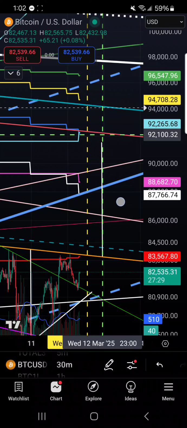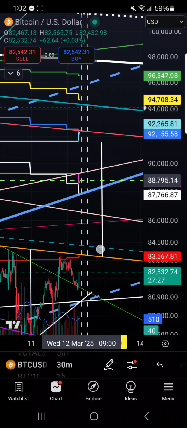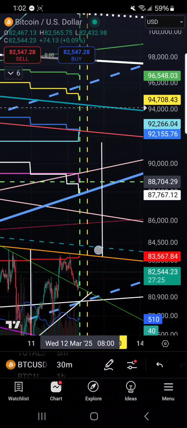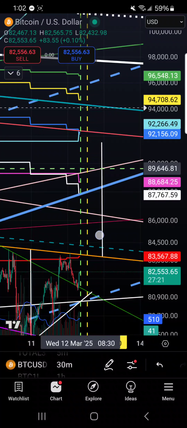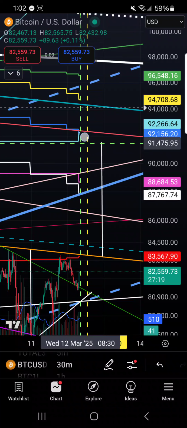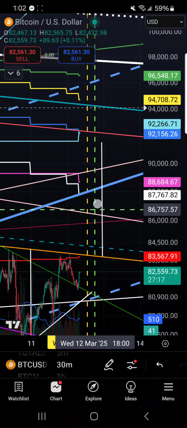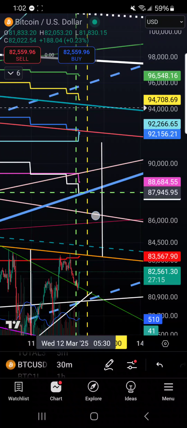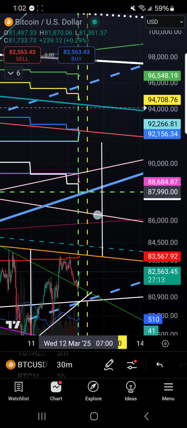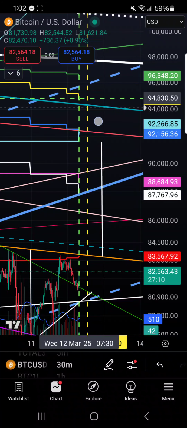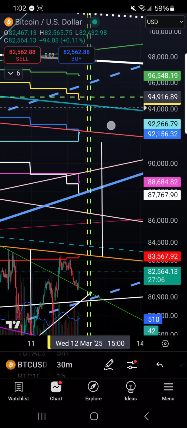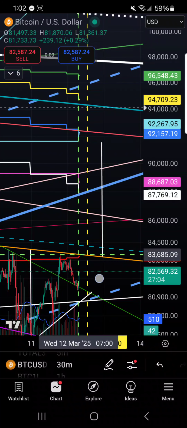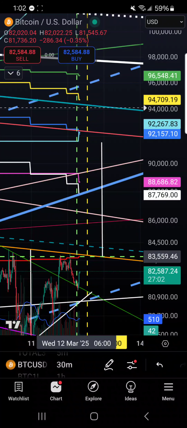The other moving averages I have turned on here: in fuchsia color is the 21-week exponential, and this is the 21-week simple. I got both of those on there. And in white is the 20-day simple moving average. In yellow is the 50-day. In green is the 100. And then down here you have the red. That's the 200 simple moving average.